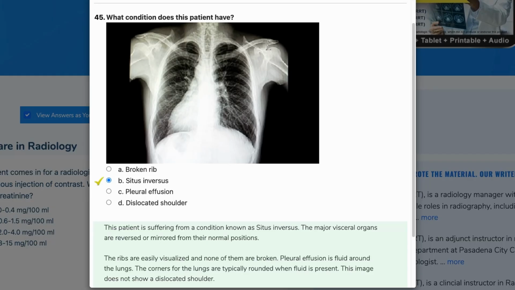The ribs are easily visualized and none of them are broken. Pleural effusion is fluid around the lungs. The corners for the lungs are typically rounded when fluid is present. This image does not show a dislocated shoulder.